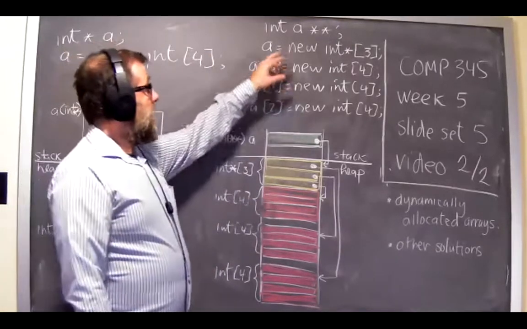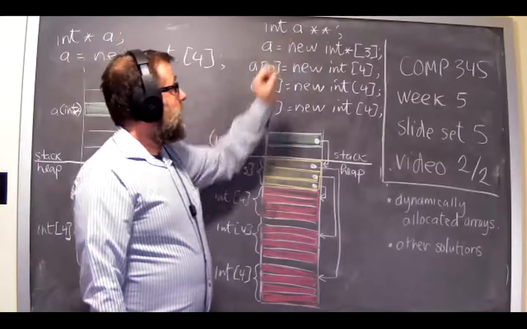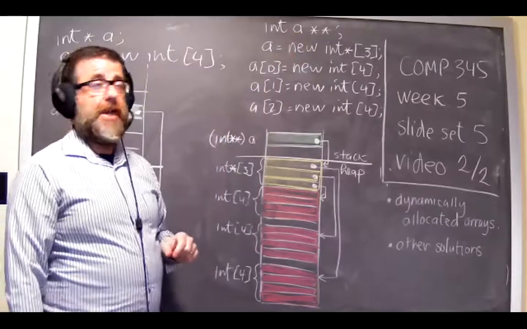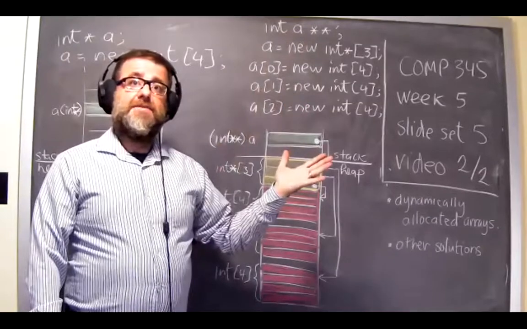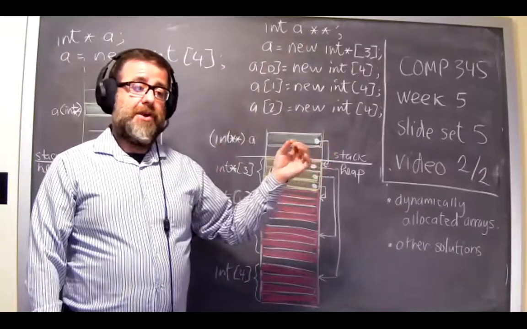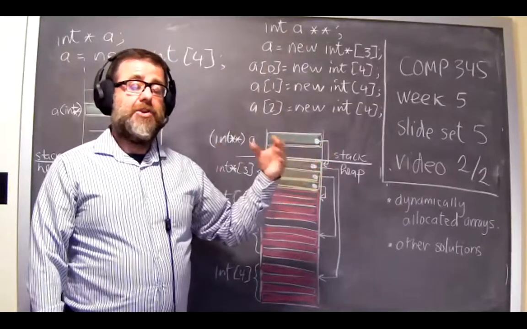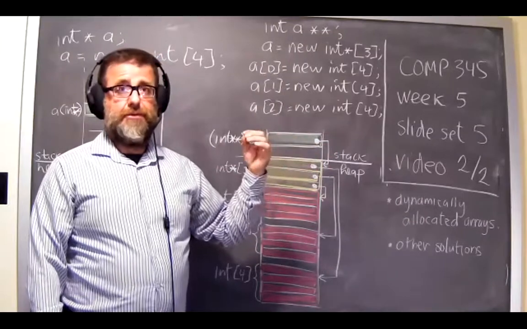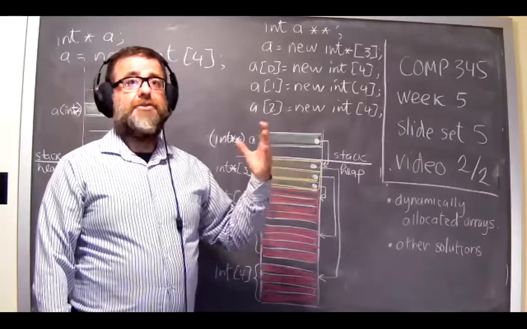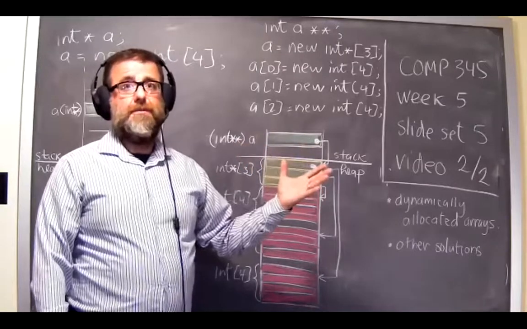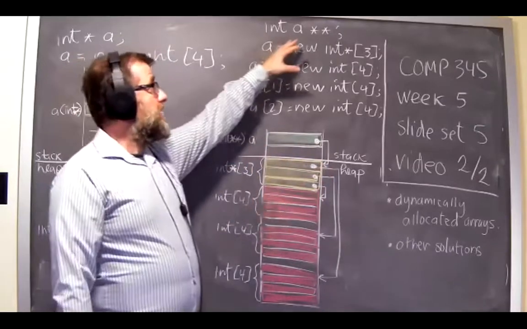So here I want to create an array of 3 by 4. What is an array of 3 by 4? If you remember in the last video, when I talked about static arrays, an array of 3 by 4 is essentially an array of 3 rows of 4. So it's the same concept here.